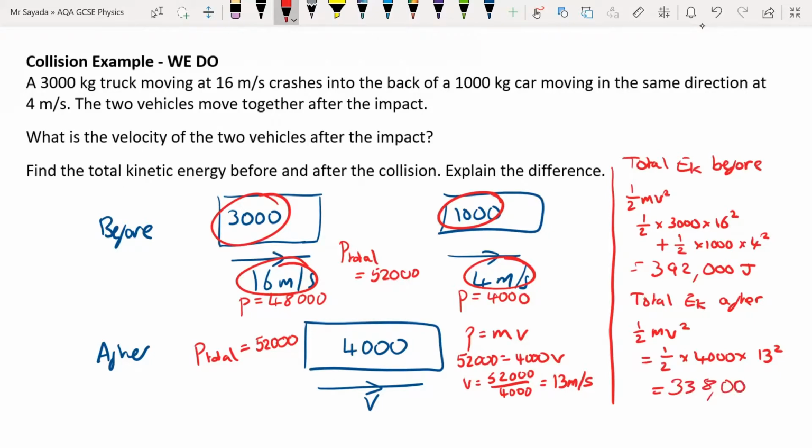So what's happened to that missing energy? Well, during the collision, there'll have been a transfer of energy from the kinetic energy store to which store? Say your answer to the video now. Energy will have been transferred to the thermal energy store of the bodies of the car and of the surrounding air. Generally, when energy seems to disappear from a situation, it's transferred to the thermal energy store of the surroundings.